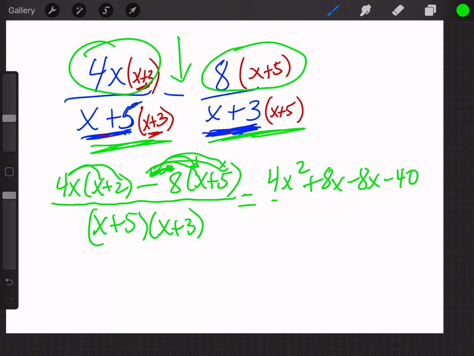That's my numerator. Still got my common denominator. Some video I watched said they wanted you to multiply these back out together. I do not. It's fine to leave it separate. And you can, because most of the time that's what will happen.